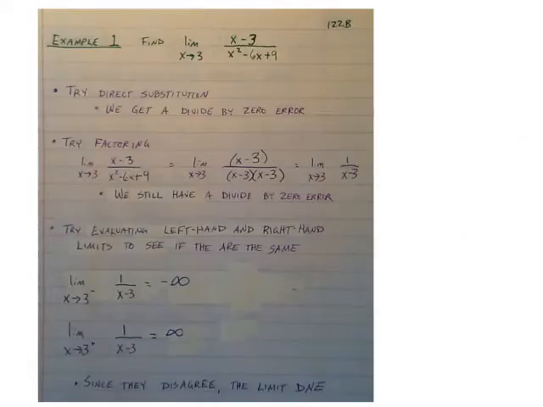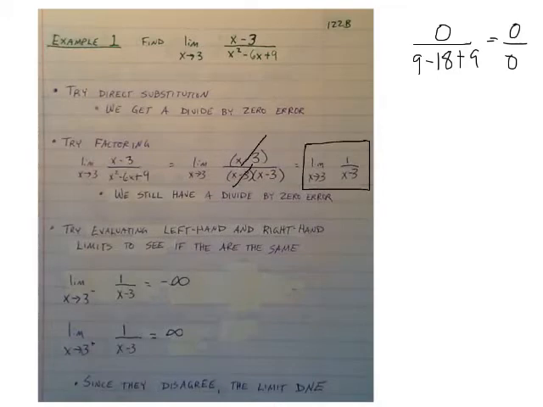We're asked to find the limit as x approaches 3 of x minus 3 over x squared minus 6x plus 9. If we do direct substitution, we get 0 divided by 9 minus 18 plus 9, which is 0 over 0. So that's a divide by 0 error. If we factor, the numerator is already factored, and we can factor the denominator. It's a product of x minus 3 times x minus 3, and those cancel, and we're left with the limit as x approaches 3 of 1 over x minus 3. Direct substitution doesn't work because we still get a divide by 0 error. So we need to try a left-hand limit and a right-hand limit.